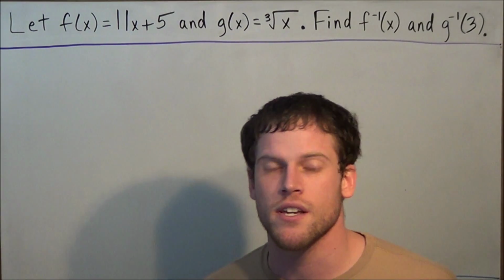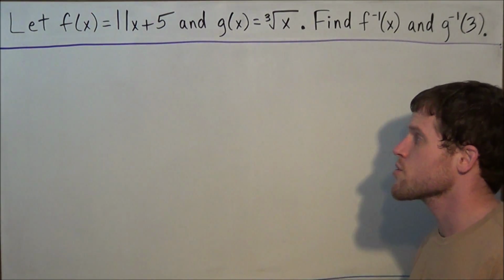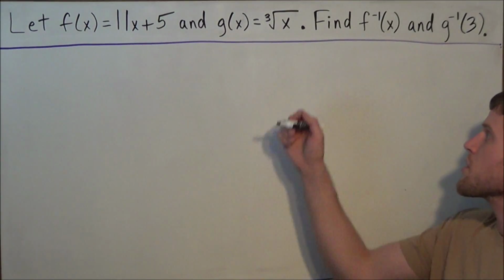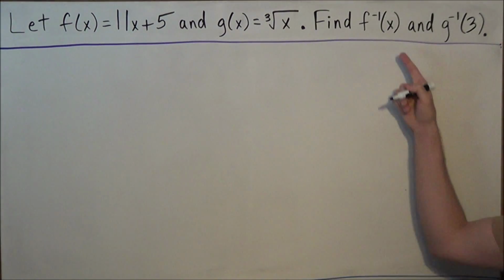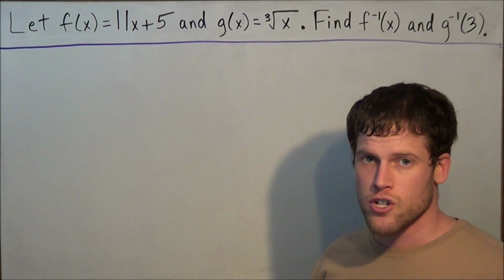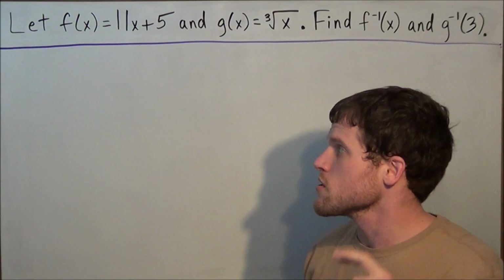D, and today I want to take a look at inverse functions. So we have let f of x equal 11x plus 5 and g of x equal the cube root of x. And we want to find f inverse of x and g inverse of 3. So with inverse problems, we want to break it down into two simple steps.